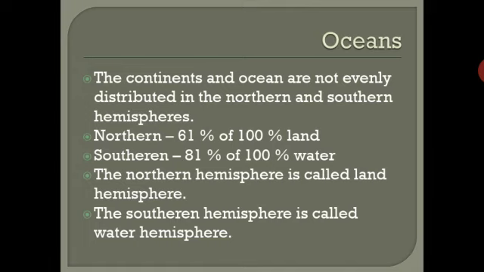39% alone water area. But it was opposite in the southern hemisphere. How much? The southern hemisphere holds 81% of the water, and it is because of the pattern of the land and water distribution. So 81% of the water means remaining 19% only land area in the southern hemisphere. But what about the northern hemisphere? 61% land area, 39% alone water area. The northern hemisphere is called the land hemisphere, and the southern hemisphere is called the water hemisphere.